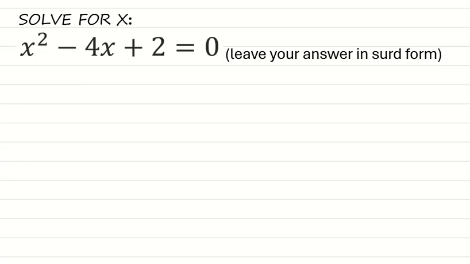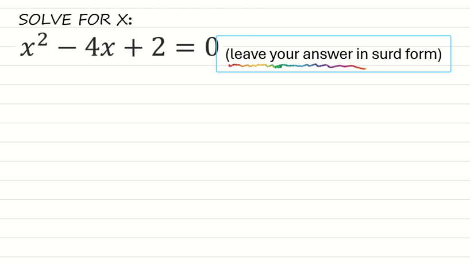We now proceed to an actual example. The instruction is to solve for x, and I would say to you, leave your answer in surd form. Now when that wording is used, that tells you to complete the square, because when we complete the square, we end up with a solution that has a surd.